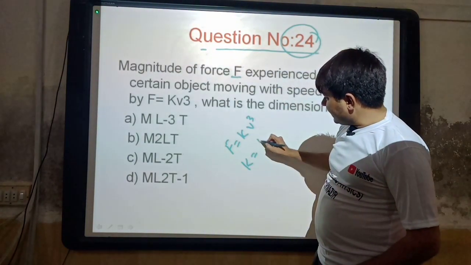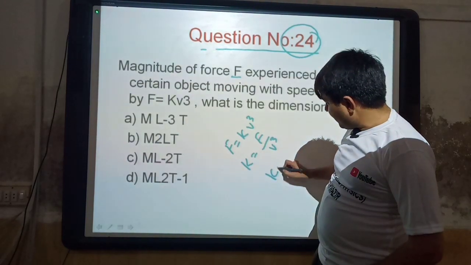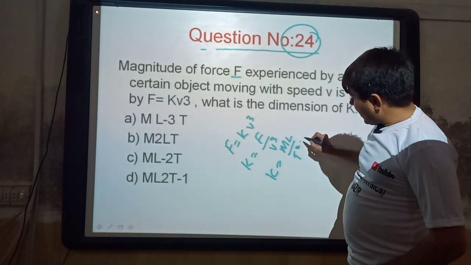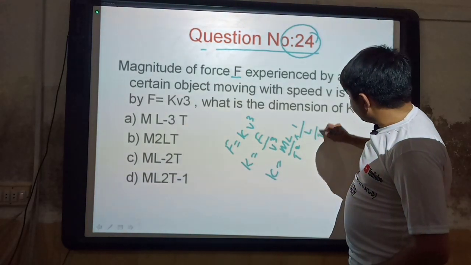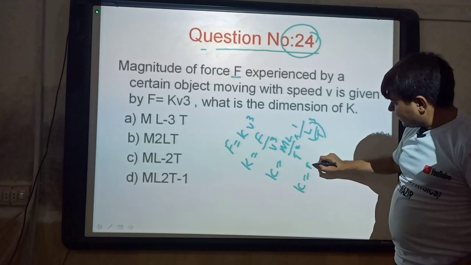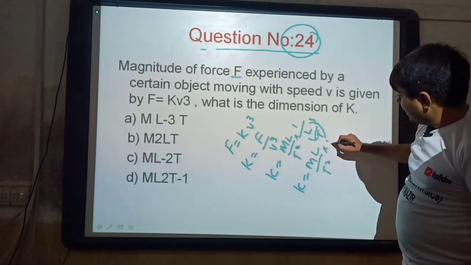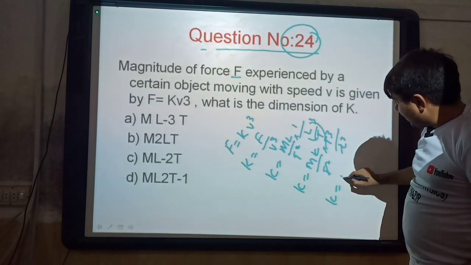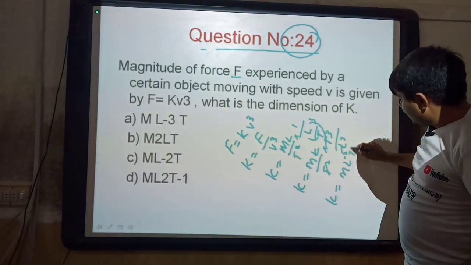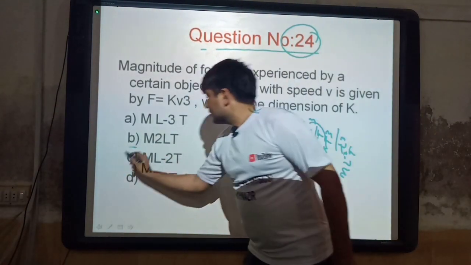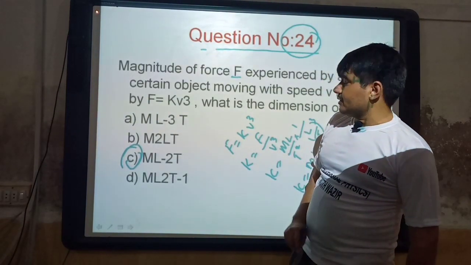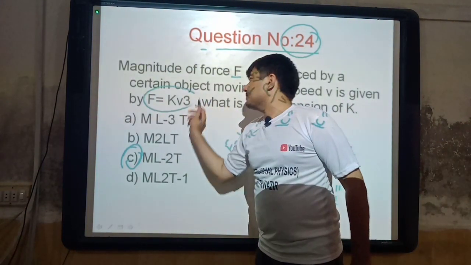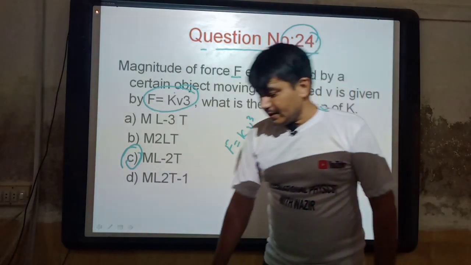We are going to find the dimension of k. K is F over v cube. F dimension is M L over T square, times 1 upon L over T cube. K is equal to M L over T square times T cube over L cube. L cancels, leaving T. K is equal to M L inverse square T. So the correct option is C: M L inverse square T. That is the dimension of K from this expression.